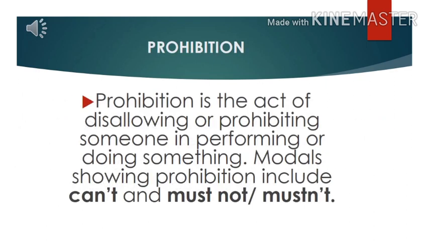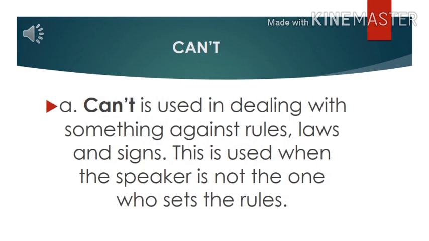The next kind of modal is for prohibition. Prohibition is the act of disallowing or prohibiting someone in performing or doing something. Simply, you are stopping someone to do something. Modals showing prohibition include can't and must not or mustn't. First, we have can't. Can't is used in dealing with something against rules, laws, and signs. This is used when the speaker is not the one who sets the rules.